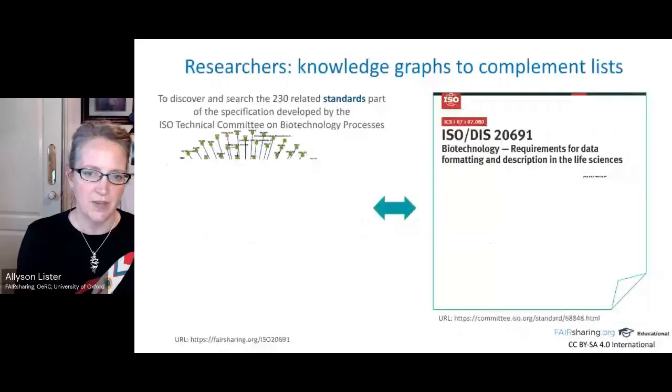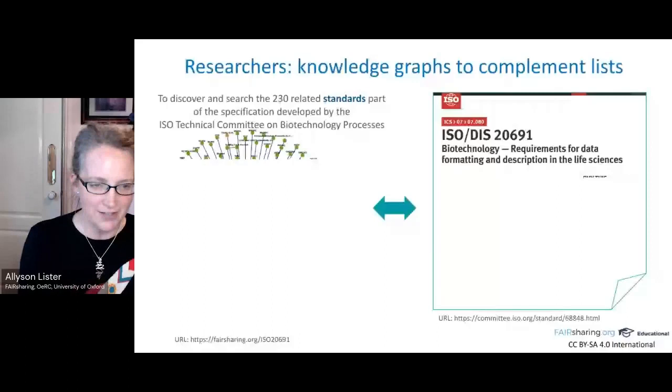And I told you a little bit about the knowledge graphs and the relationship graphs that FAIRsharing has for every one of its records. This shows you a slightly more hairball version of one of these relationship graphs, because I wanted to give you an idea of how a community has implemented a collection in FAIRsharing specifically for this purpose. So the ISO biotechnology standard has 256 different standards listed.